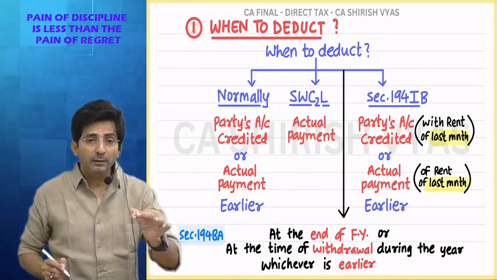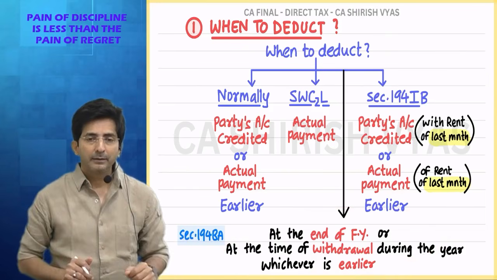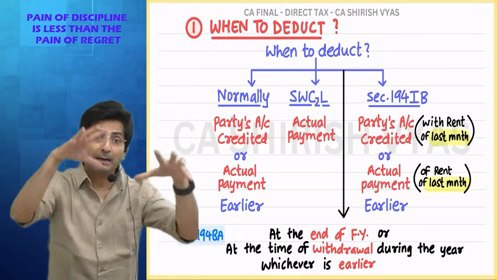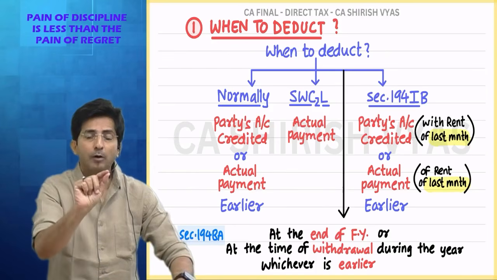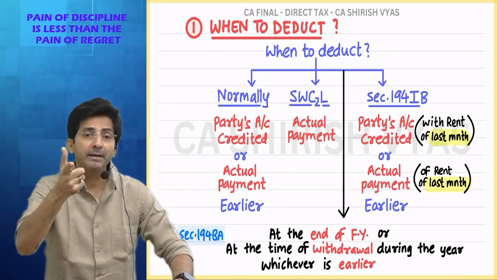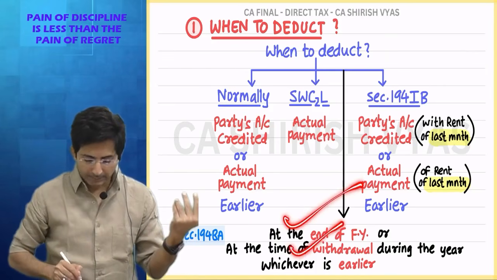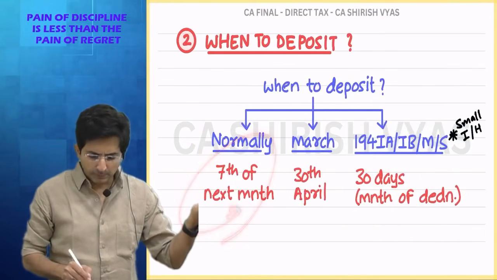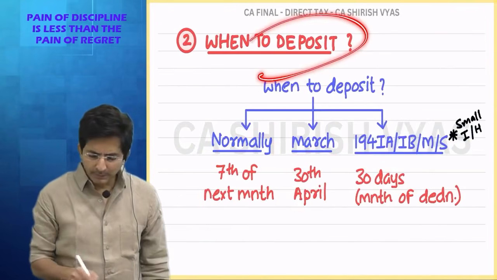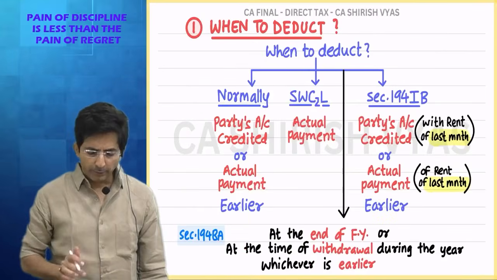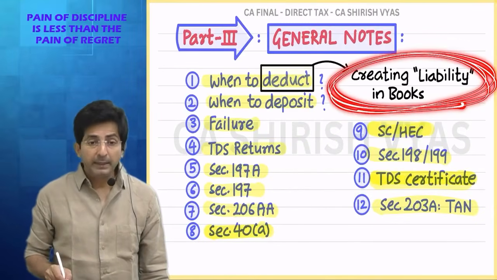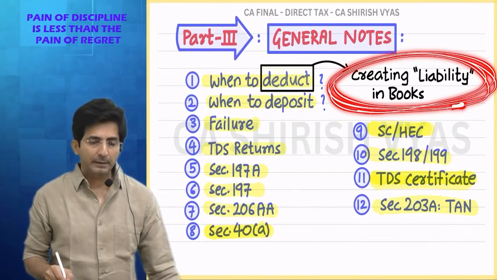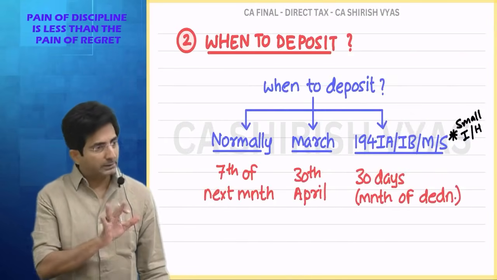The gaming platform will create the TDS liability. Tell me, whose job is it to deduct TDS here? Not the winner, not the gamer. The gaming platform will pass an entry of TDS payable. But when? At the end of the financial year or at the time of withdrawal, whichever is earlier. And when to deposit? The same: 7th of next month, and if it is March, then 30th April. The rule of deposit is nothing special. The point is when to create the liability in the books of the gaming platform: either when the year ends, or before, at the time of withdrawal, whichever is earlier. The depositing rule is the same.